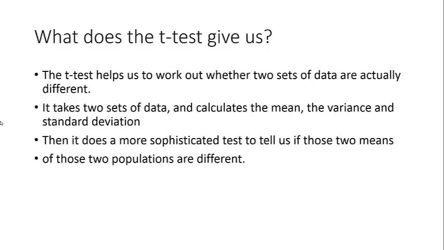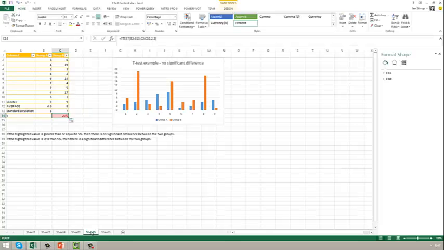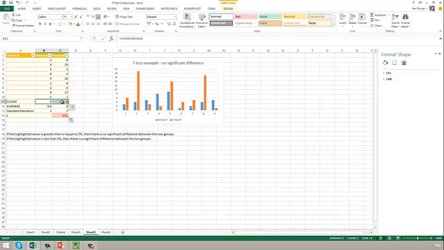So let's go ahead and look at Excel. So here in group A and group B, we have got two different sets of data. The first item we see here is the count, and that tells us how many data points are in each group. And we have got 9. The second thing we work out is the average, and the average simply totals up all of the data points for each group and then divides it by the number of data points in that particular group.